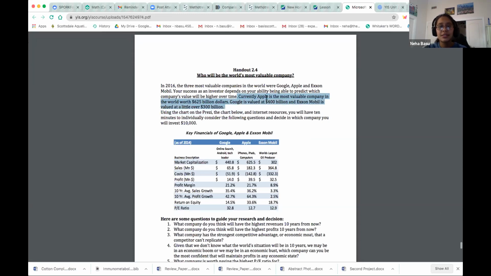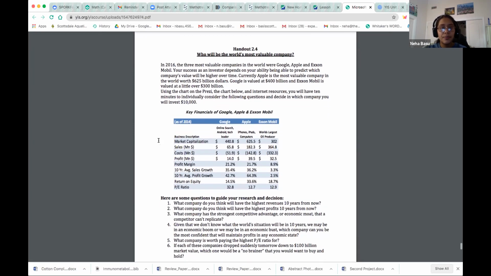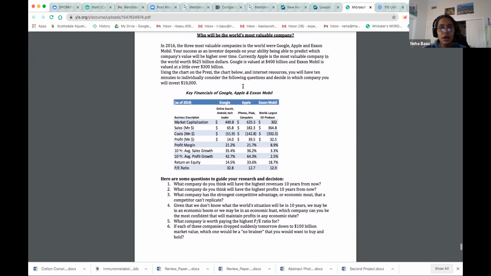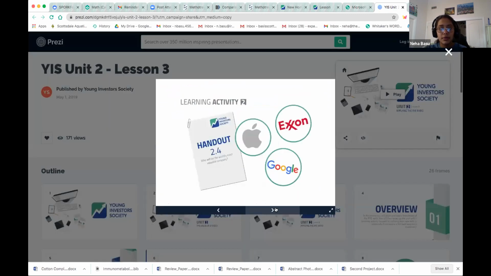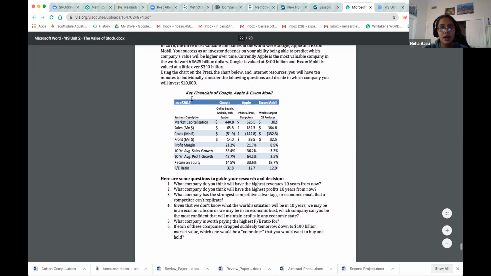Like I said, these numbers are a little bit outdated. Apple is now over $1 trillion. So this has changed, but you should get the idea. Basically, these are the valuations. So using the chart on the Prezi, that would be this one right here, this shows you the stock price changes over time. And using the chart below, this is showing you some of the financials, and you can also use internet resources.